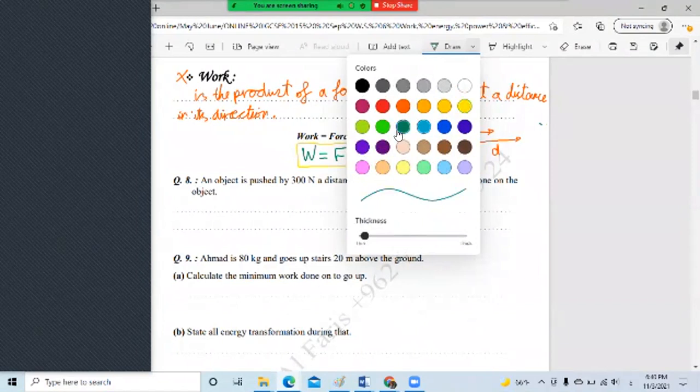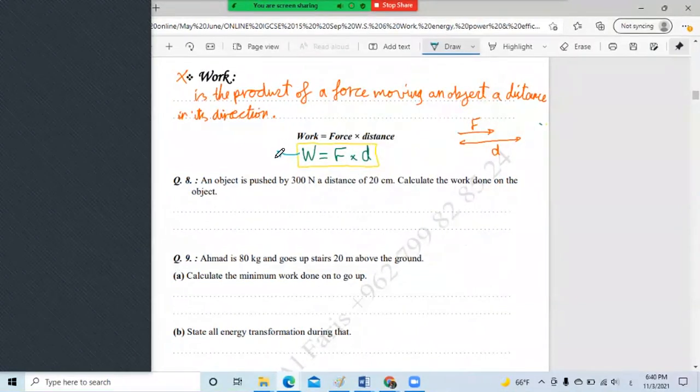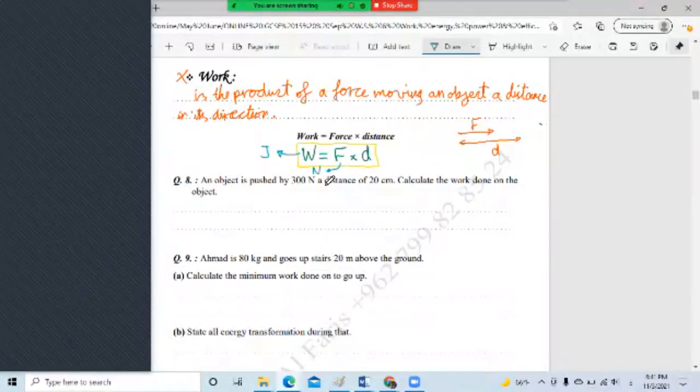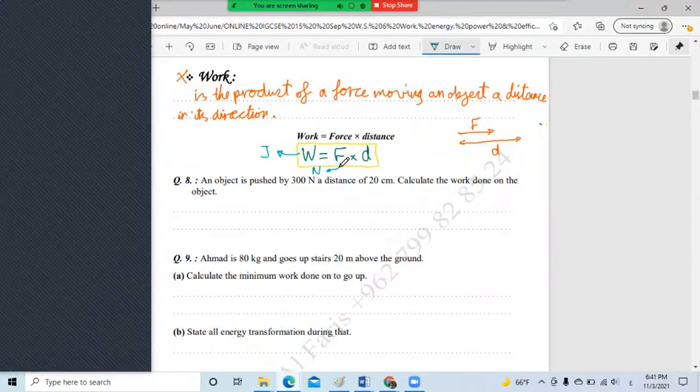What is the unit of work? Work is supposed to be in joules. And the force must be in what? The force supposed to be in Newton, capital N, not small n, and the distance supposed to be in what? In meters, not in centimeters.